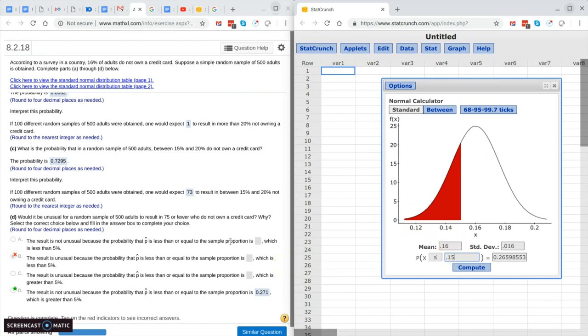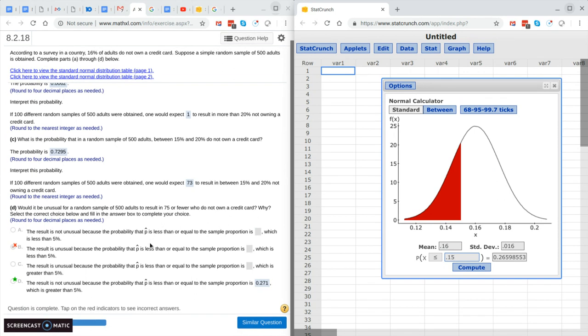And that's 26%. And we say the result is not unusual because 26% is above 5%, which is greater than 5%.